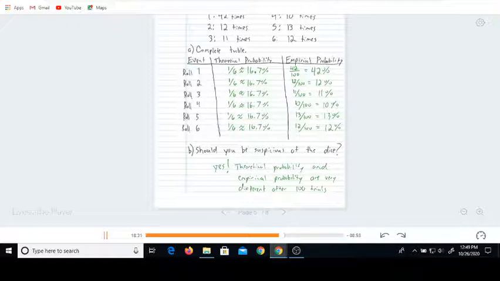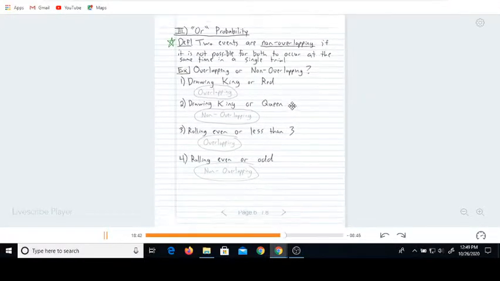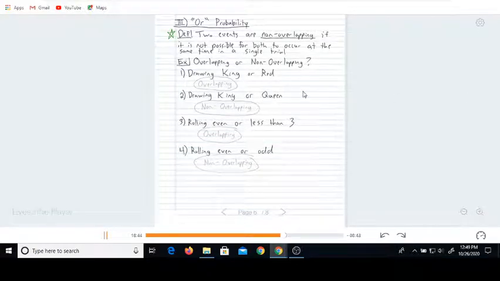So last topic in this section, we're going to look at OR probabilities. So let's go ahead and look at this definition. 2 events are non-overlapping if it is not possible for both to occur at the same time in a single trial. So basically, when it comes to overlapping, you're just asking, hey, can these happen at the same time in the same attempt? So is it possible to draw a card that's a king and red? Yeah, there's some overlap here. These 2 events are overlapping, right? You could get the king of hearts or you could get the king of diamonds.